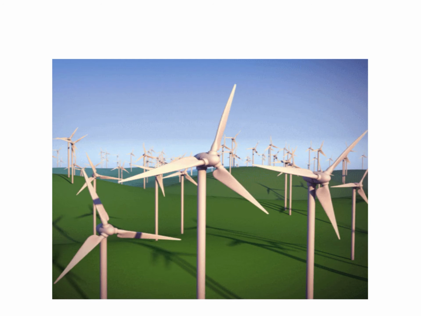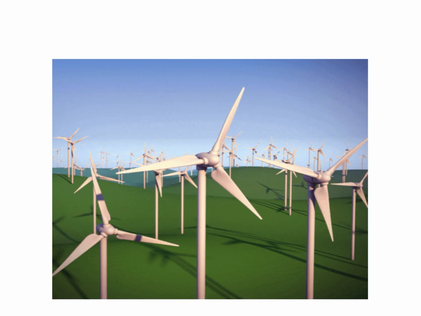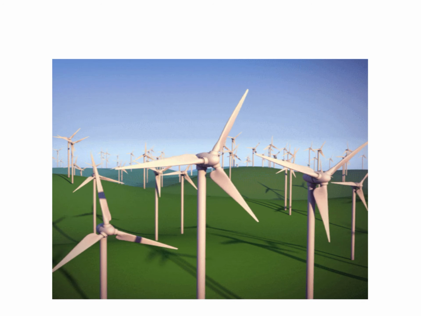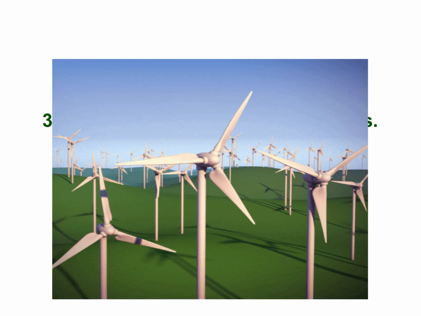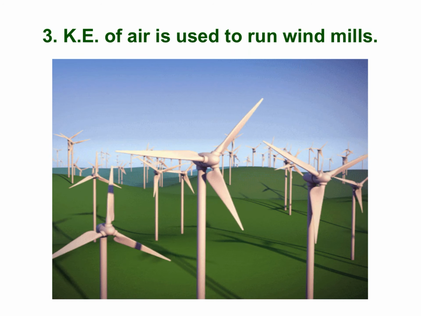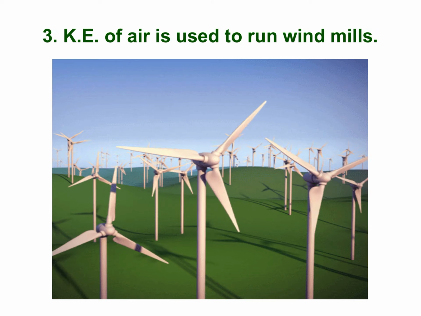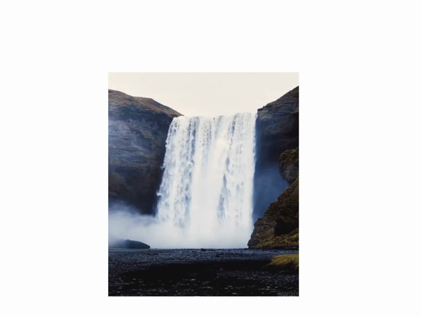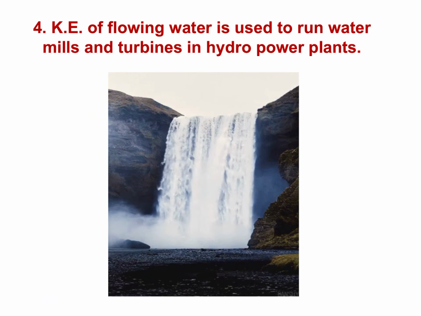This is the windmill and these turbines are rotating due to moving air. Moving air has kinetic energy which makes these turbines move. So, kinetic energy of moving air is used to run windmills, and further it is used to generate electricity. This is flowing water. Kinetic energy of flowing water is used to run water mills and turbines in hydropower plants.